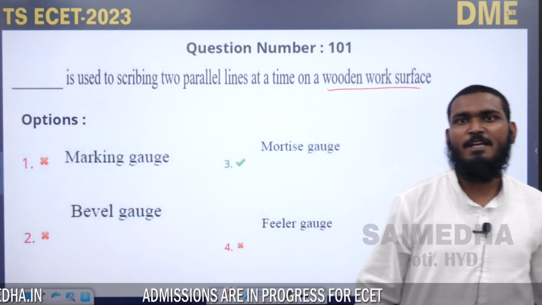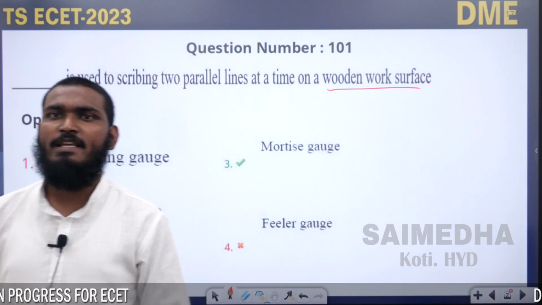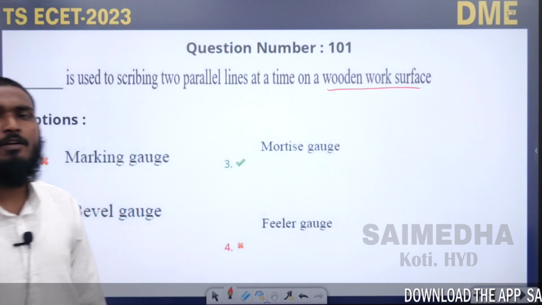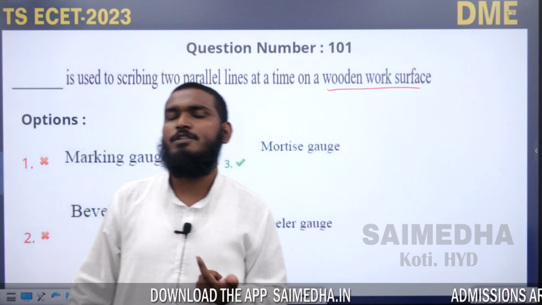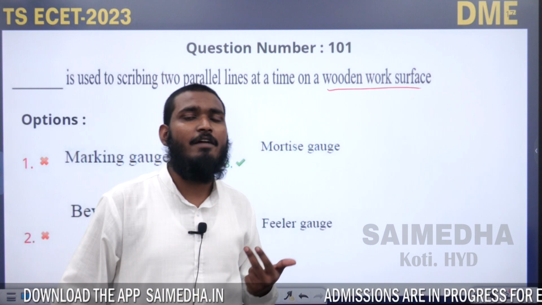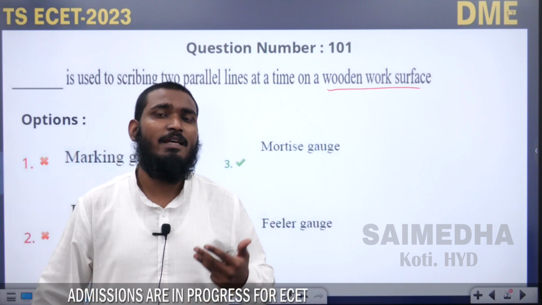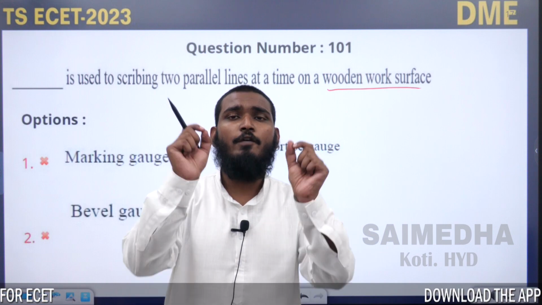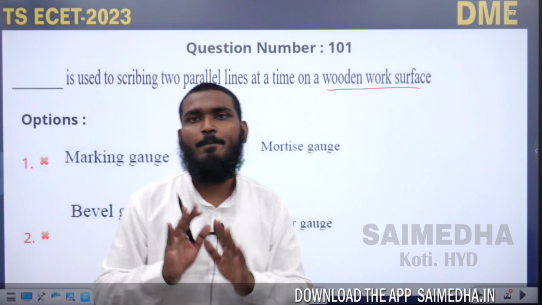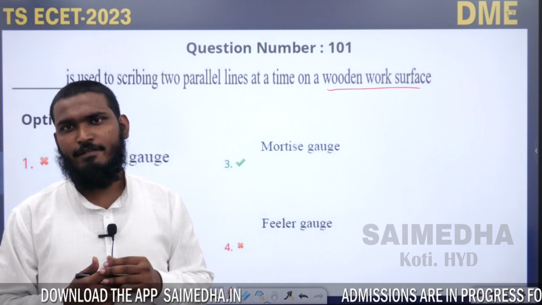If a wooden work surface is given, we have to take all the carpentry tools. In carpentry we have a number of measuring tools, marking tools, striking tools, boring tools, and similarly planing tools. If you remember the listing of these tools, you can give the easiest answer here. So what are the measuring tools we have?